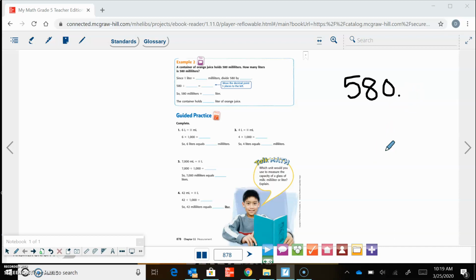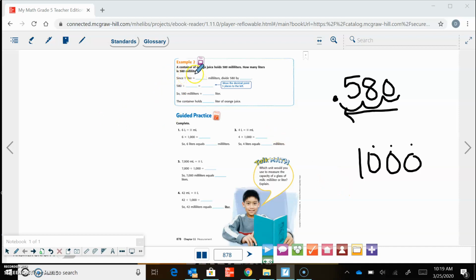Now, we know there's 1,000 milliliters in a liter. 1,000. How many zeros does 1,000 have? 3 zeros. 1, 2, 3. That means we're going to move our decimal point 1, 2, 3 places to the left. Because with division, we want to make our number smaller. 1, 2, 3. So our decimal point goes right there.